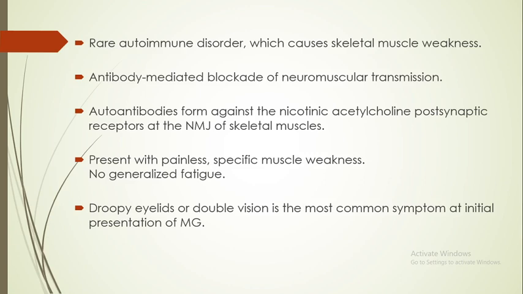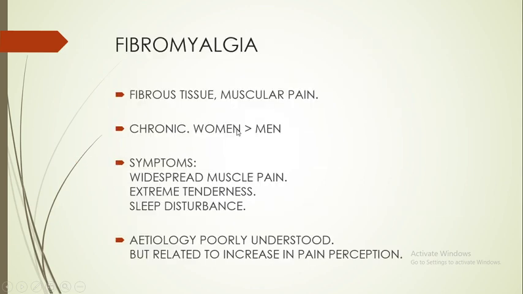That happens again due to an antibody blockade of neuromuscular transmission at the NMJ, or neuromuscular junction, in the postsynaptic membrane of the neuromuscular junction of skeletal muscles.